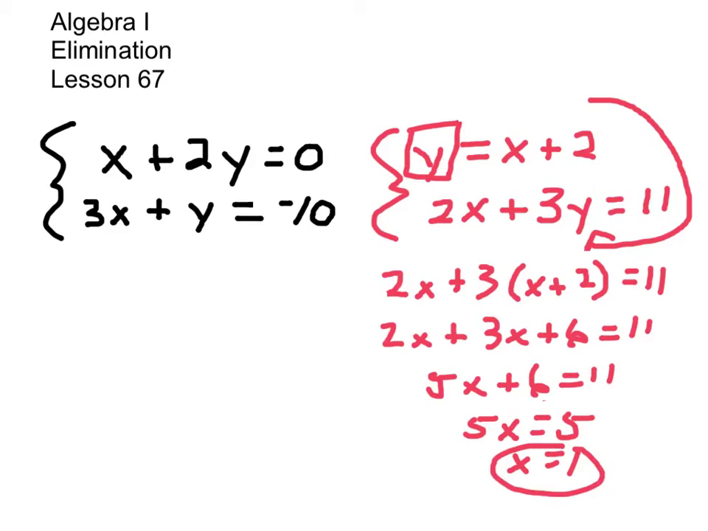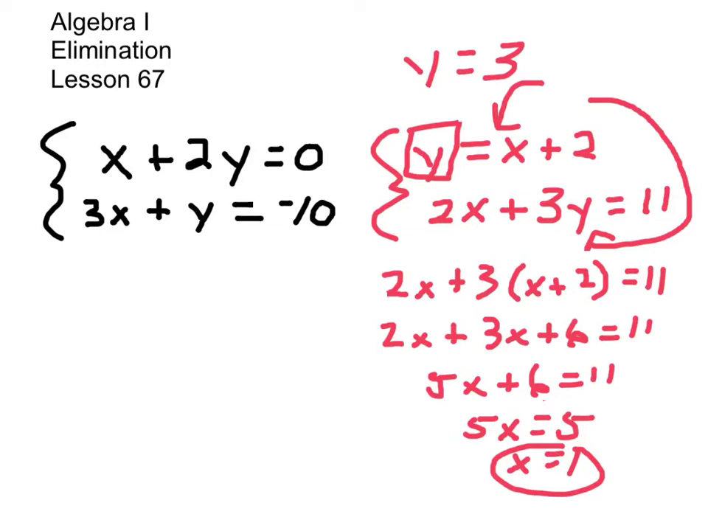So x has the value of 1. Now I can go back to either equation and substitute 1 in for x and figure out what y is. Probably the easiest one would be this one. So y is equal to whatever x plus 2 is. Since x is 1, 1 plus 2, y is equal to 3. And that is substitution.